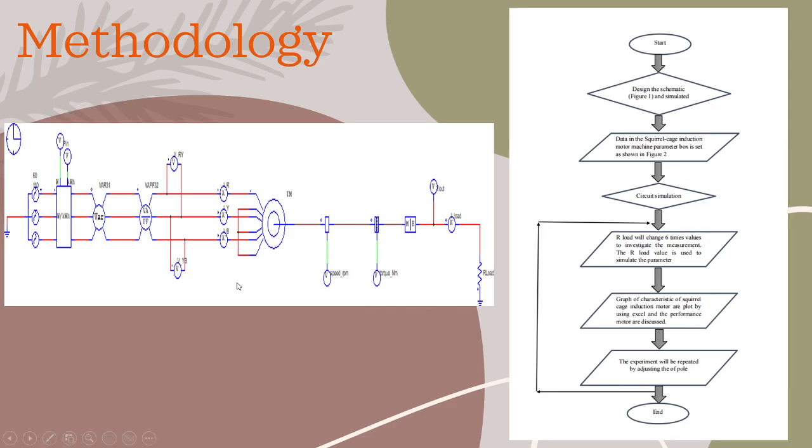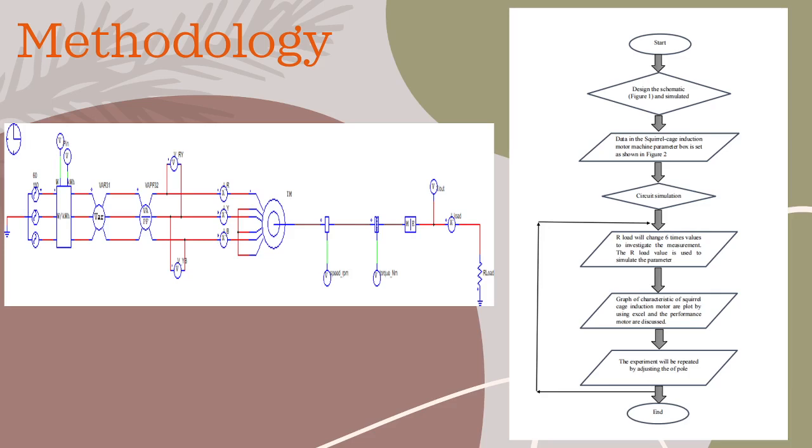The simulation should be run, data should be collected, and relevant graphs should be created. Also we can see the flow chart. First of all, I start by designing the schematic using PSCAD, and the data in the squirrel cage induction motor machine parameter box is set. After that, I simulate the circuit, and the R load that I use, I change it 6 times to investigate the measurements.